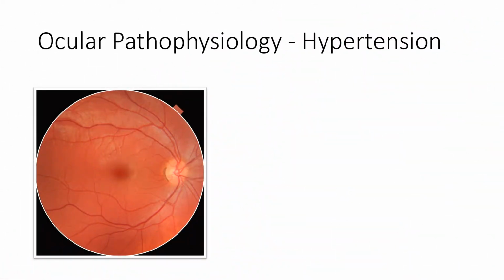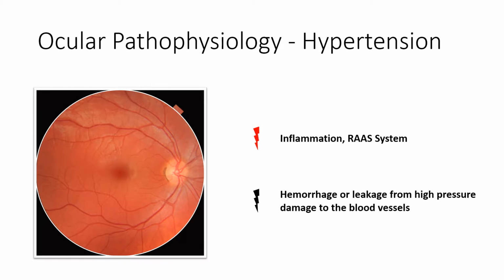Hypertension may also contribute to diabetes-related retinopathy. Inflammation, activation of the renin-angiotensin-aldosterone system, and hemorrhage or leakage from increased pressure damage to the retinal vessels increase the stress on the neurovascular unit.